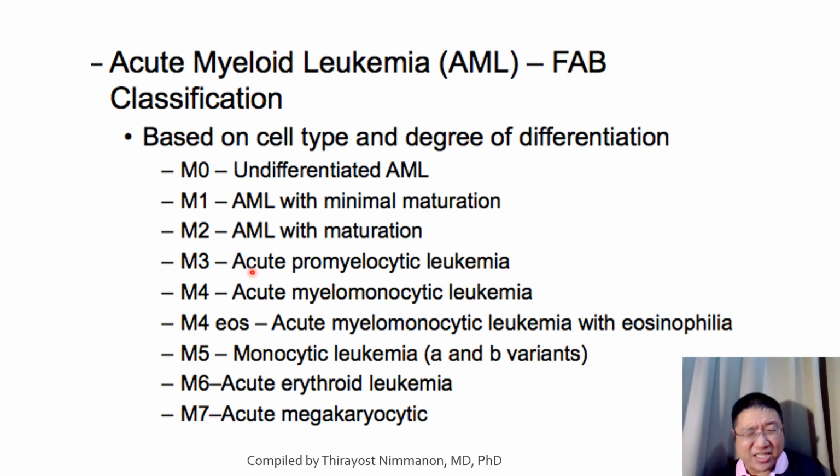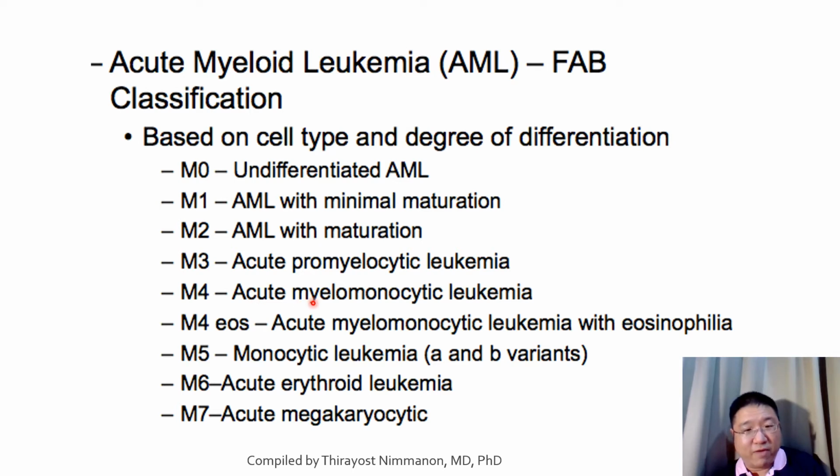And this one is also special because of its tendency to cause disseminated intravascular coagulation or DIC, because the tumor cells contain a lot of granules, and these granules, when released, may activate coagulation, resulting in consumptive coagulopathy or disseminated intravascular coagulation.